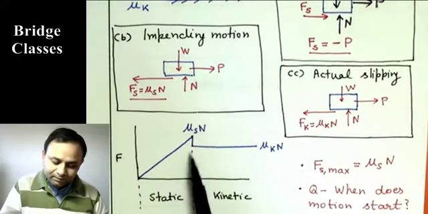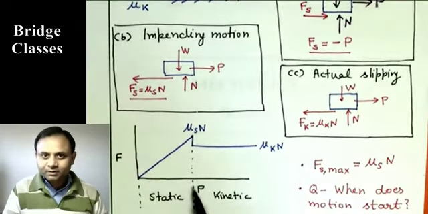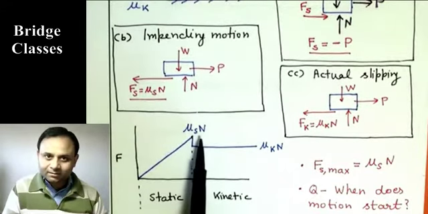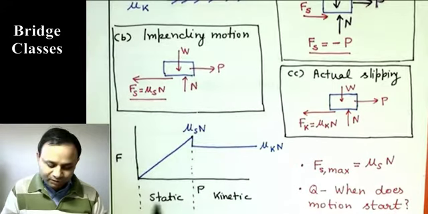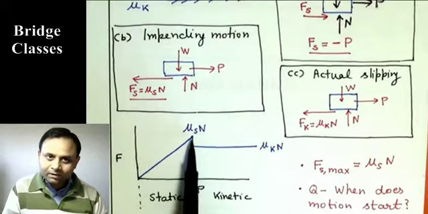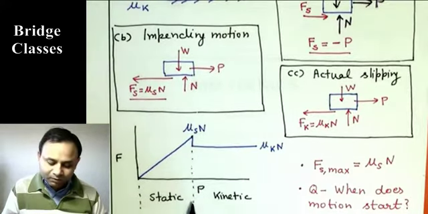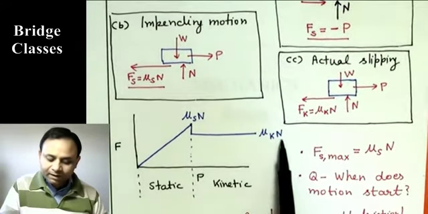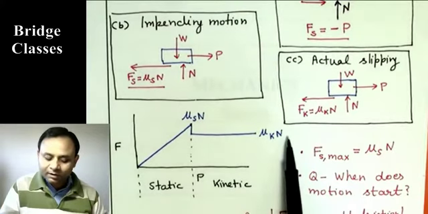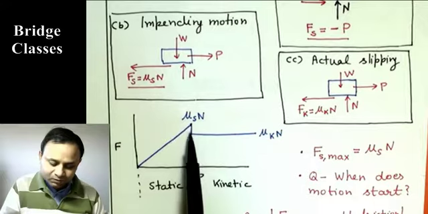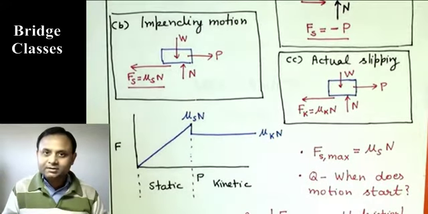At this point it is on the verge of slipping. So you have the maximum possible static friction that is given by mu s N. It is on the verge of slipping. So up to this point there is static friction, this point is impending motion, and once it starts to move beyond this P, friction is kinetic, and that is given by mu k N. So it remains constant, and because mu k is less than mu s, once it starts to move, the frictional force actually decreases.